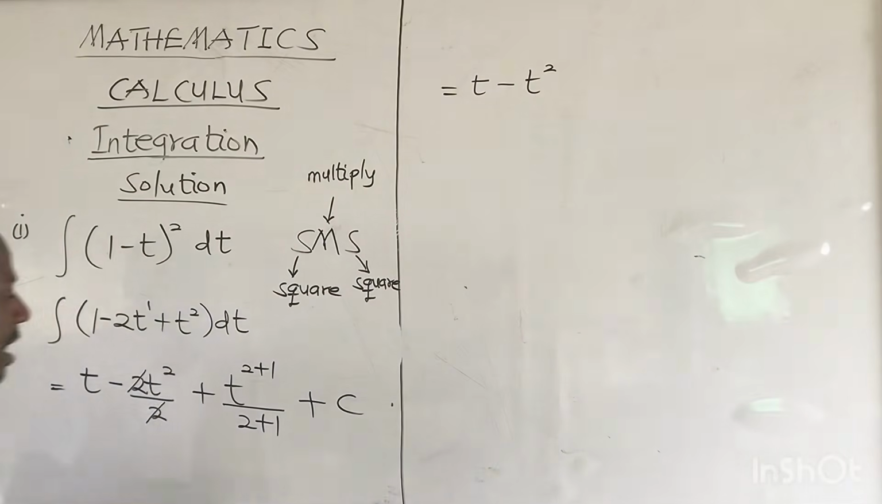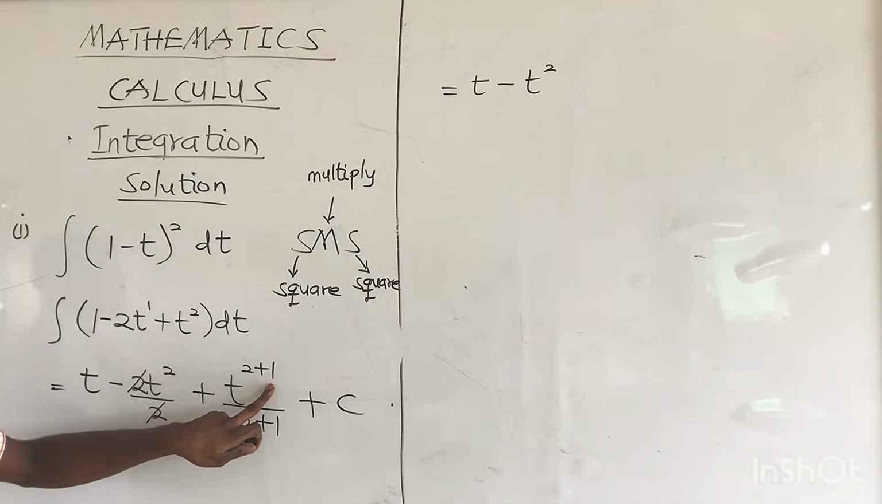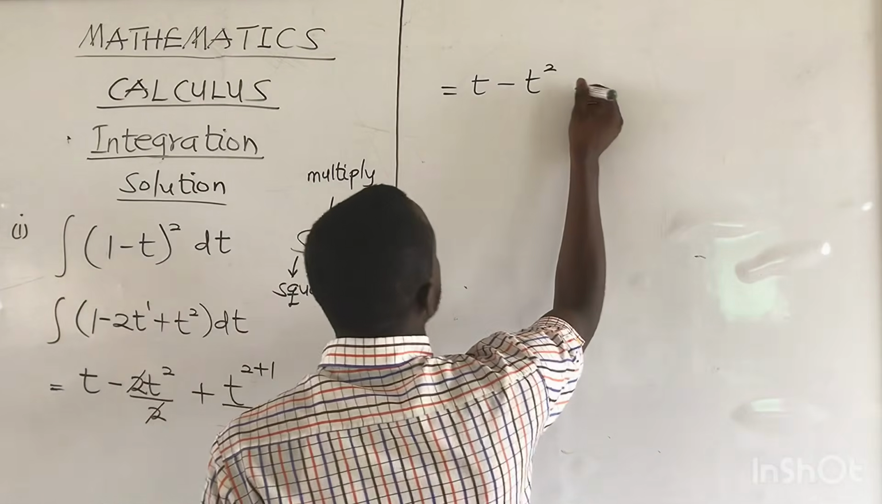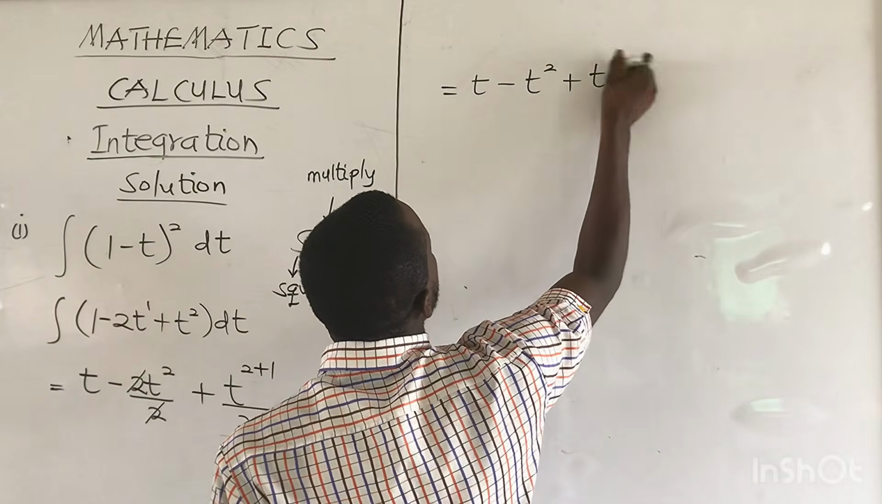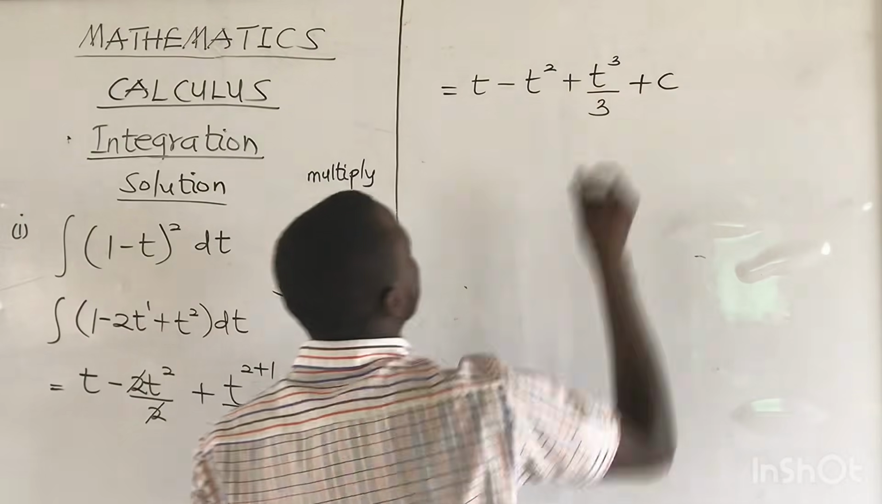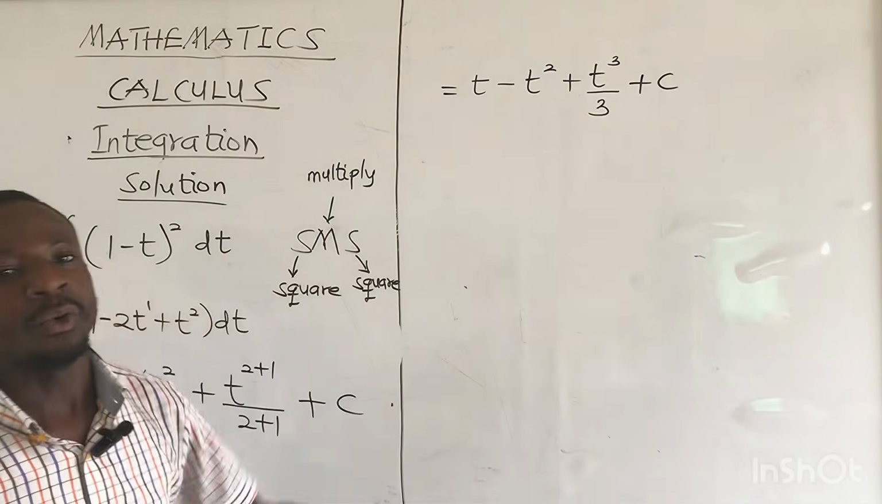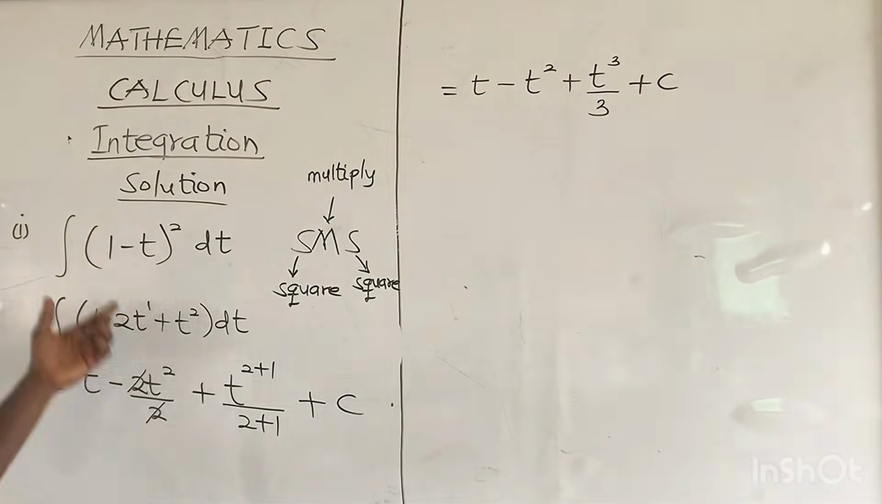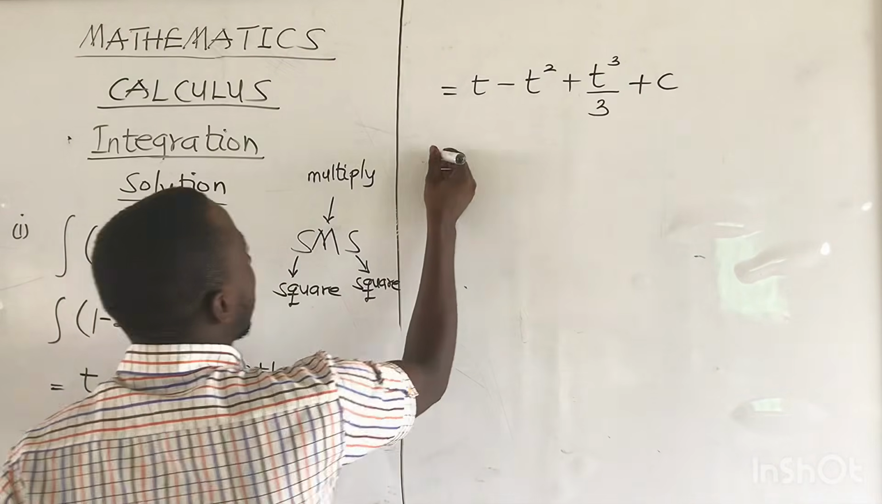Then from here, 2 plus 1, I have 3. So plus t cube all over 3 plus c. And this will be the final answer for the question I. So now let's look at the II.